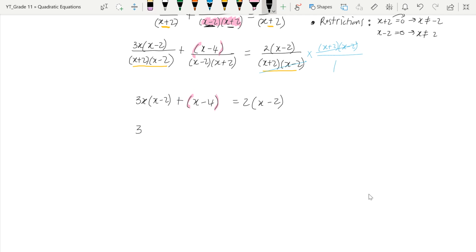Okay, now we're just going to multiply this out. Don't make silly mistakes when we're not focusing. It happens to all of us, but let's try and avoid that. Plus x minus 4 is equal to 2x minus 4. And let's just put everything together.